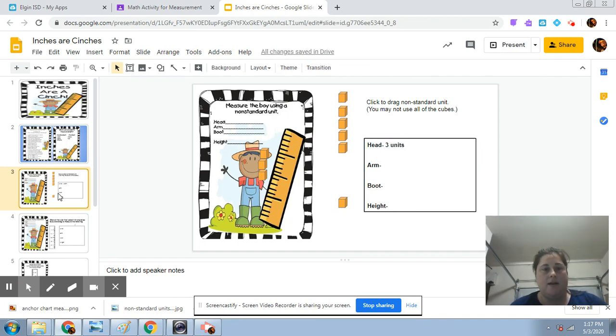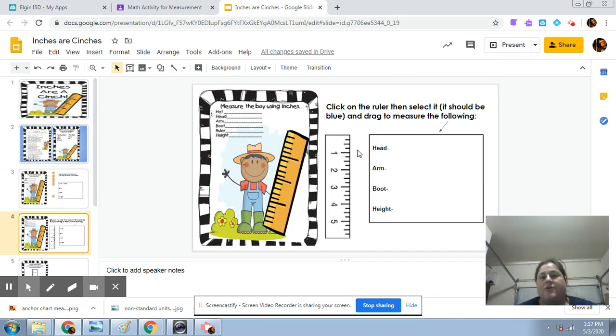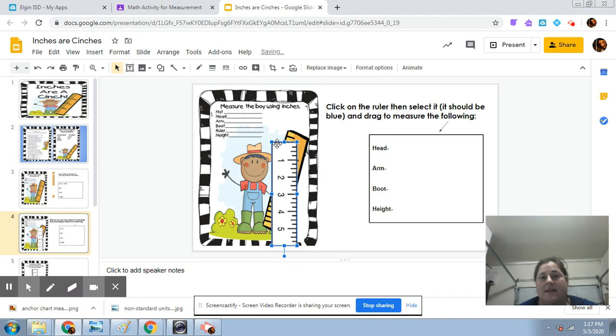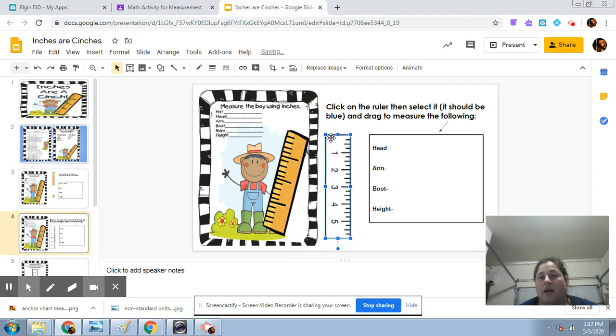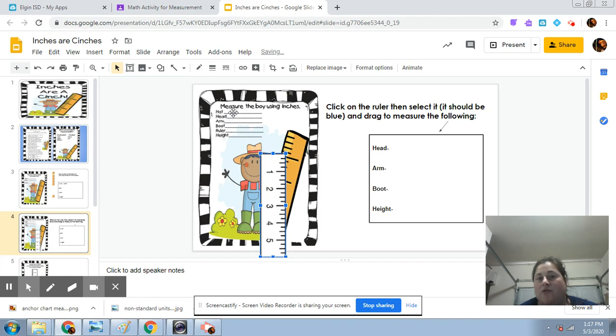The next slide, you actually can click on the ruler and drag it. Again, just like the other slide, you don't have to use that. You can, if you have a ruler at home, do that. So we're measuring the head again. It's our first one. And if you notice, it says you can measure the hat. It looked a little too hard to do that with the digital ruler, but you can absolutely do that with what you have at home.